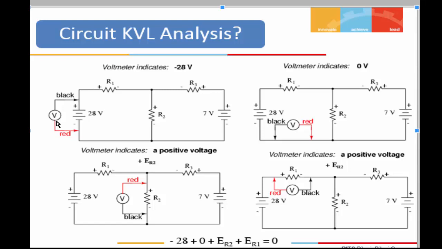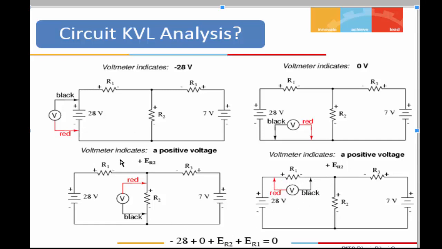Assume you have a voltmeter consisting of two wires, one positive and the other negative. The voltage across this one can be taken as follows: if you connect the positive red wire here and the black wire here, obviously it will read minus 28. Similarly, if you connect like this, since there is no resistance here, the voltage will be 0. If you connect like this, positive here and negative here, obviously it indicates a positive voltage, but at present we don't know the actual voltage, so we indicate a positive voltage. In a similar fashion, if you connect the voltmeter in this fashion, you also get a positive voltage.